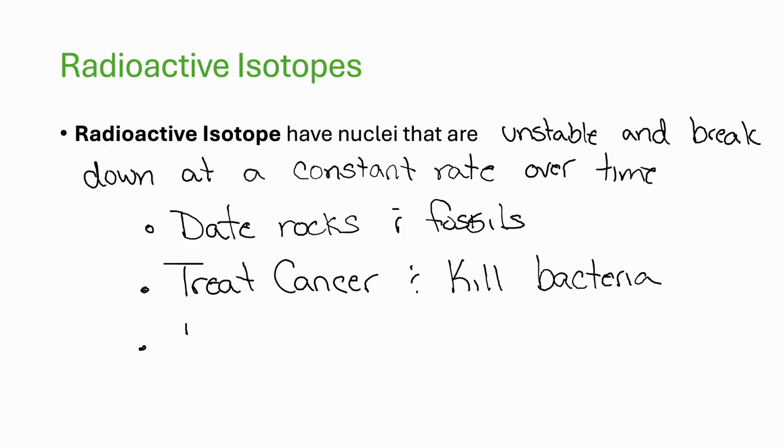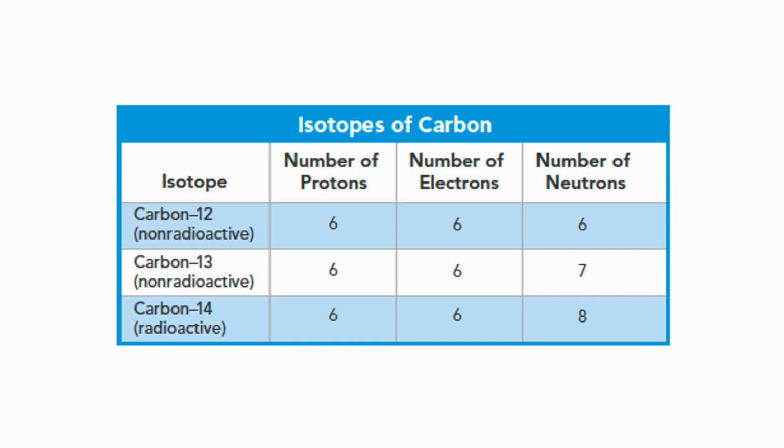And another thing we can use them for is as tracers. So if we need to trace or see if there's a blockage, we can use them to follow the movement of substances within an organism. So if we want to know where the water goes, we can put a tracer in the water and trace to see where that goes within a plant.